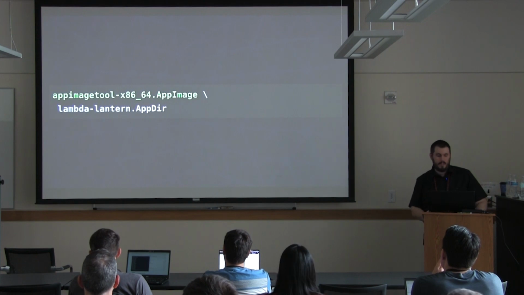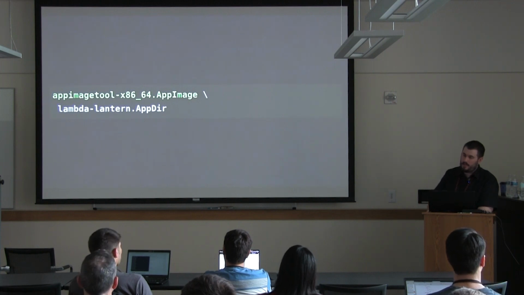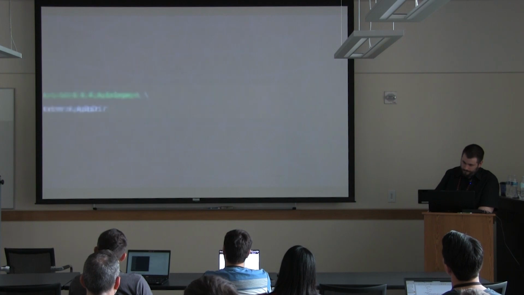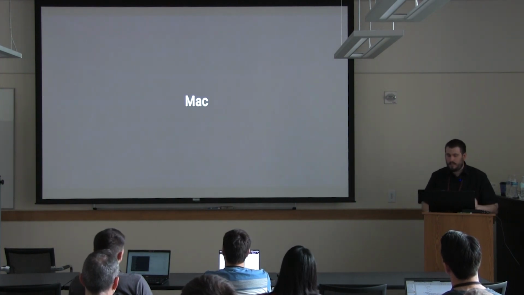So to generate the AppImage, simply run the appimagetool, supplying it your app directory. The appimagetool will perform some validation and then generate the AppImage if everything checks out. Alright, so that was the process for Linux. Now let's take a look at the one for Mac.